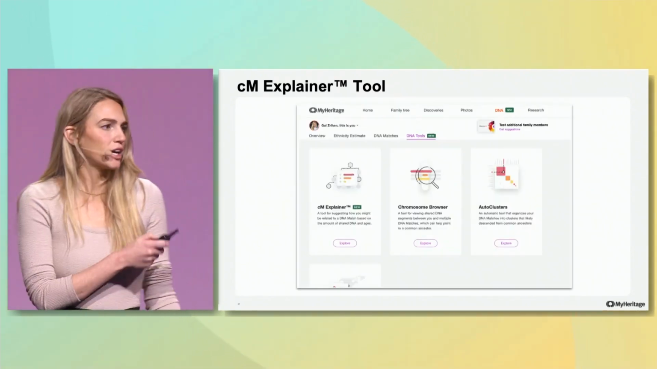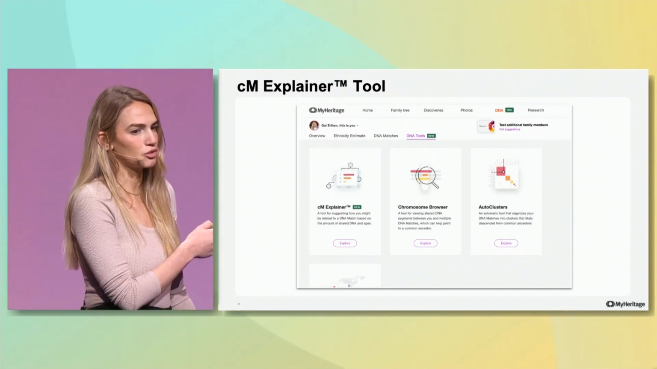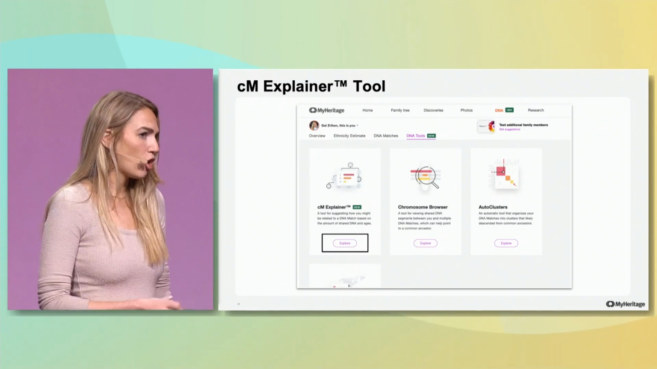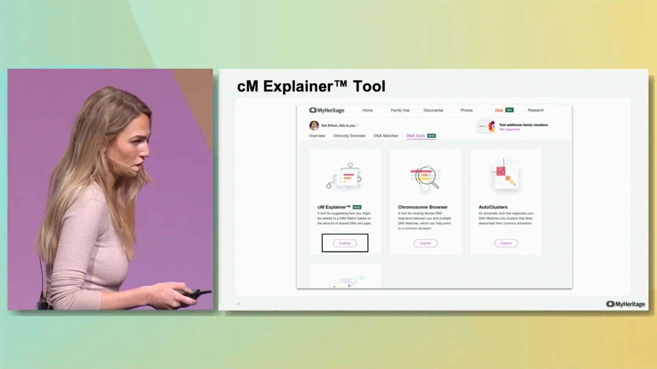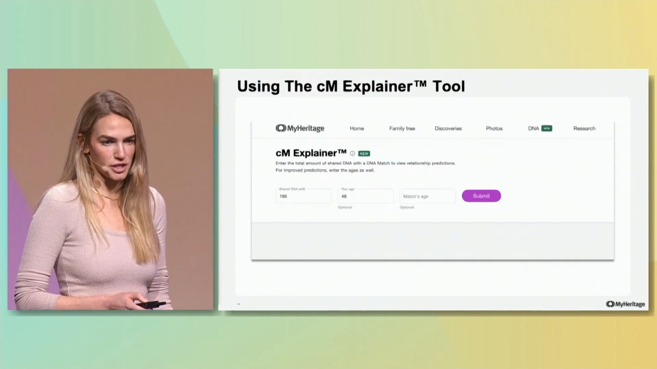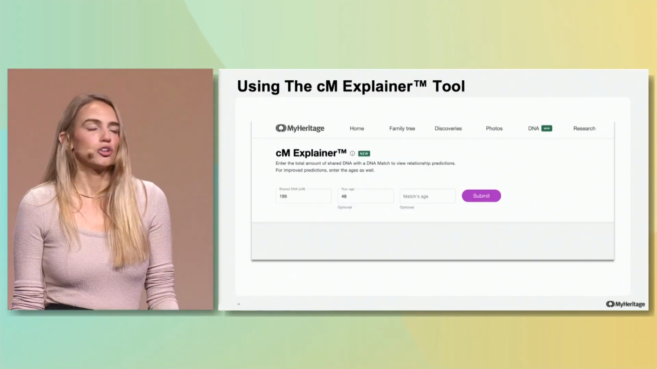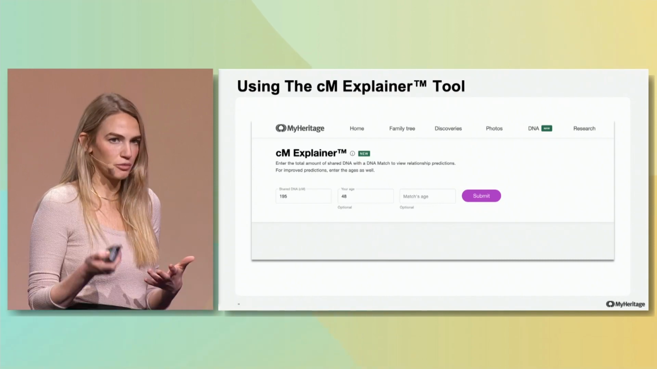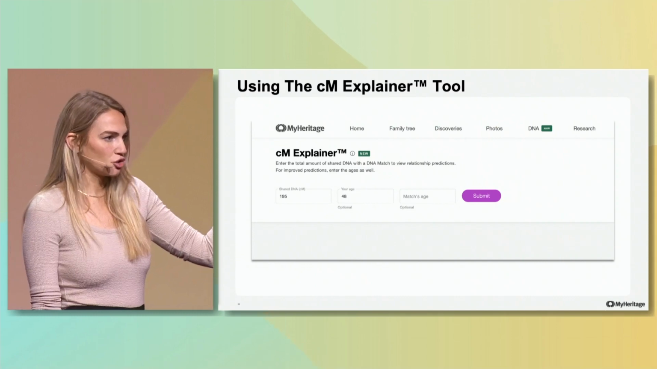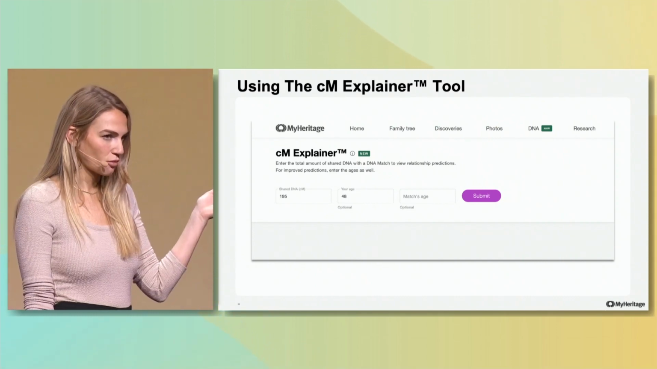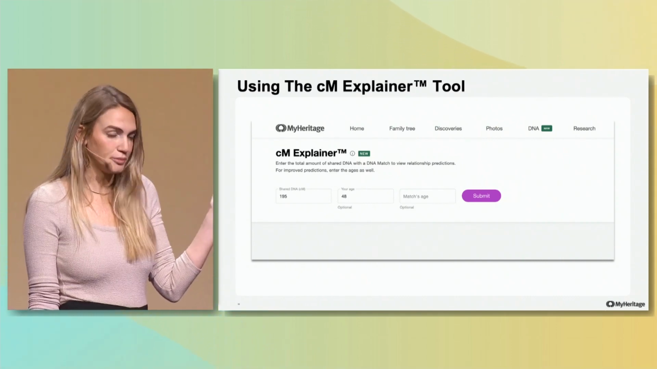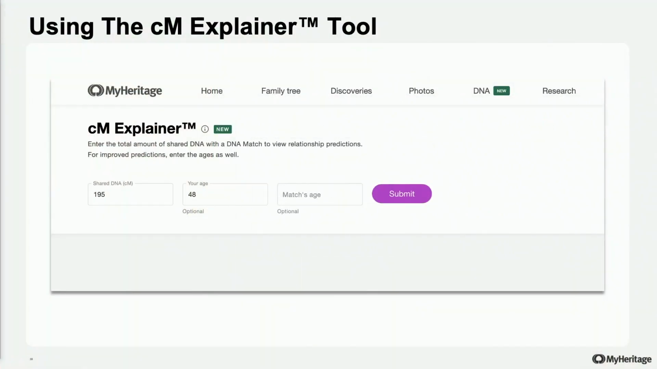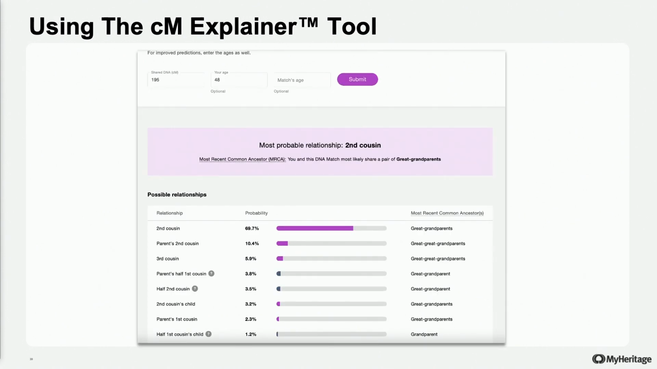If you do have a MyHeritage account, once you go into the DNA tools and you see the CM Explainer box here, you can also access it from there. Or even if you don't have any MyHeritage account, then you can also access the tool as a guest. I told you that the algorithm also works when I only know one age, and it can also refine the probabilities. I got a DNA match of 195 centimorgan, and this is a hard one. And my age, for example, will be 38. I'm not 48, but for example. And let's see what I get.